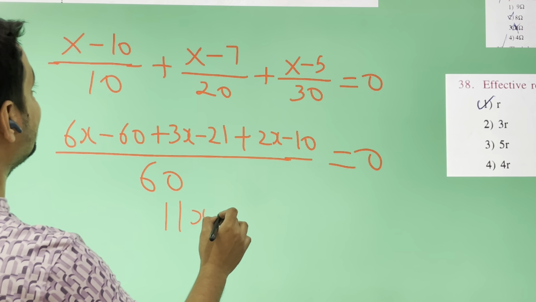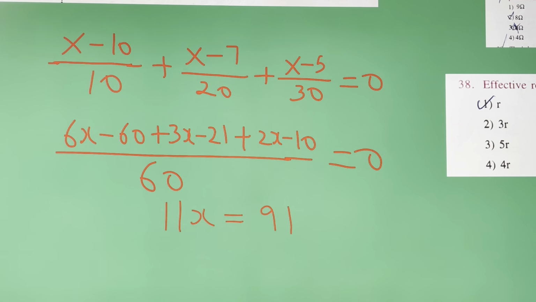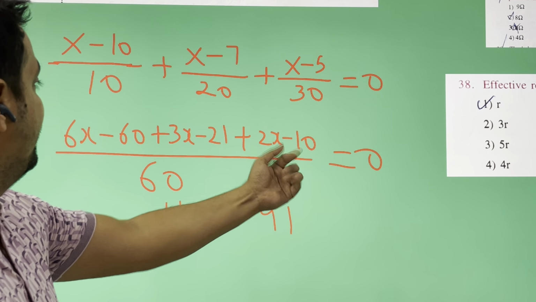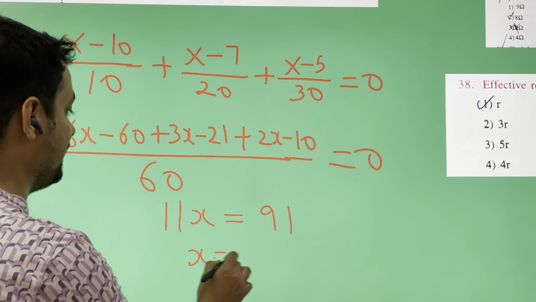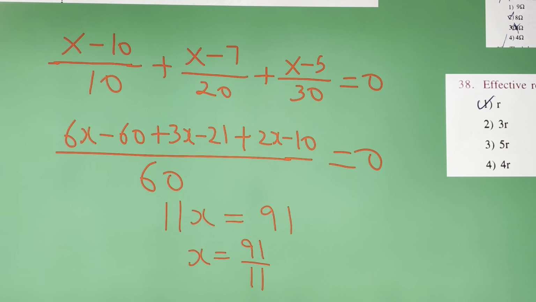So here x equals what? That is 91. Once you check the calculation, 60, 70, 80, 10, 90, 91. Okay, then here x is 91 by 11. 91 by 11. So once you get the x value, see the calculation once.